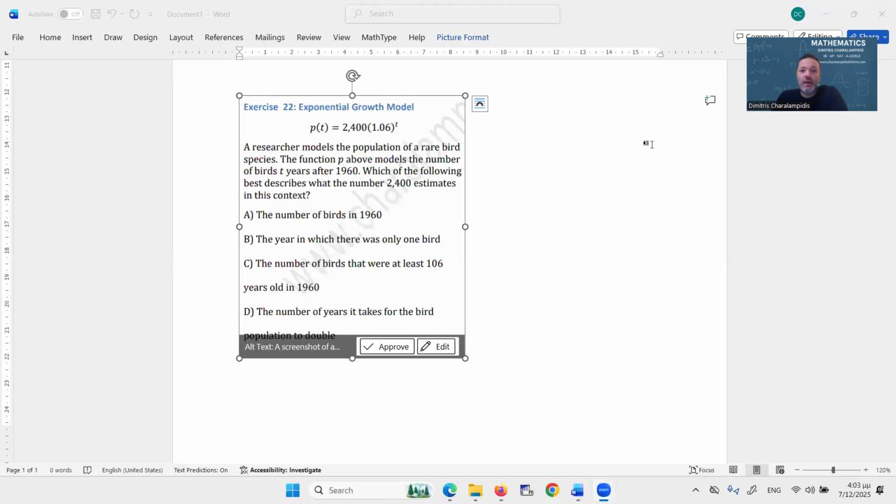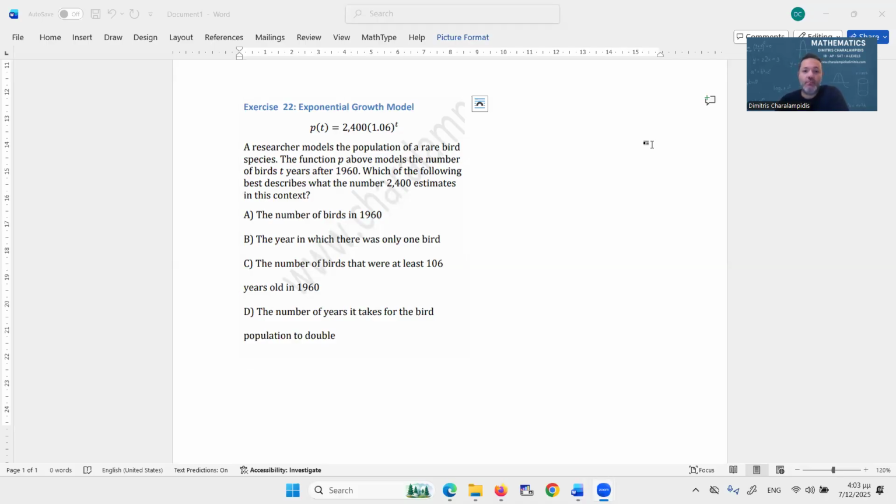Exercise 22. A researcher models the population of a rare bird species. The function p models the number of birds, so p stands for the number of birds, t years after 1960. So t is the years after 1960. This means that if t is 0, we are exactly in year 1960, because we will be 0 years after 1960. When t is 1, we are in year 1961, which is 1 year after 1960, and so on.